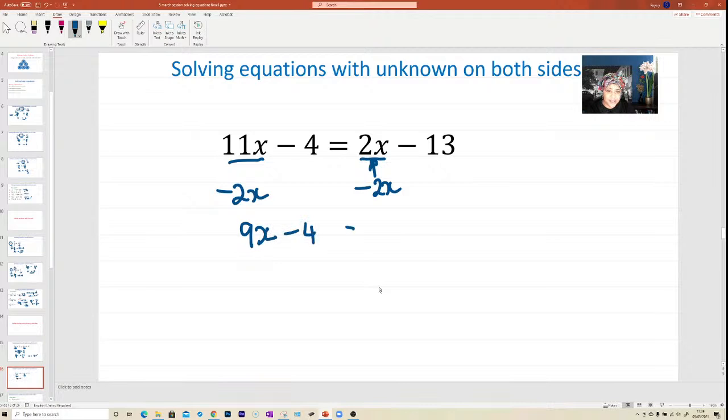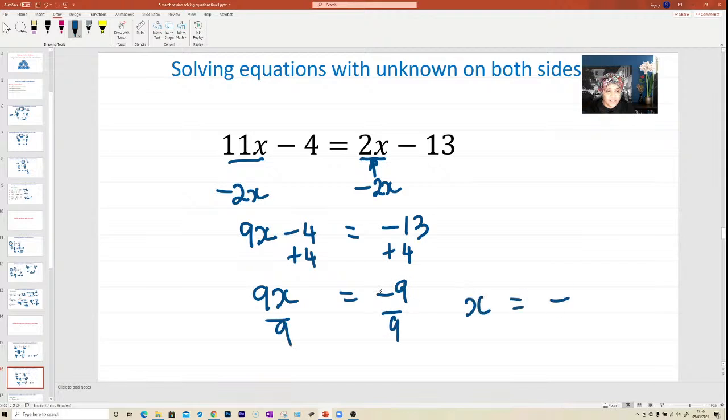Minus 4 equals 2x take away 2x is gone. Then we got -13. Now what we need to do is add 4 because we want x to be alone. So add 4 on both sides. So now we have 9x is equal to -13 plus 4 is -9. Divide by 9 on both sides. So therefore x is equal to -1. Super work, Ali.